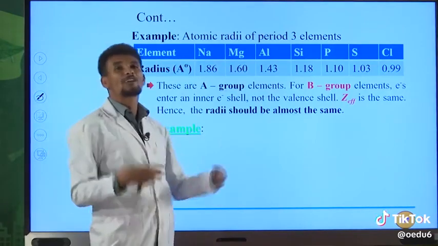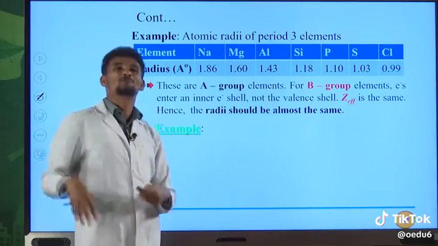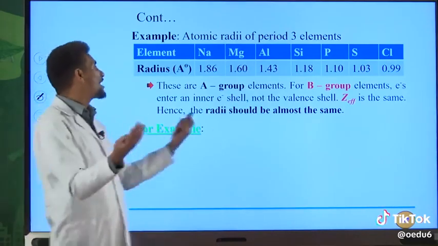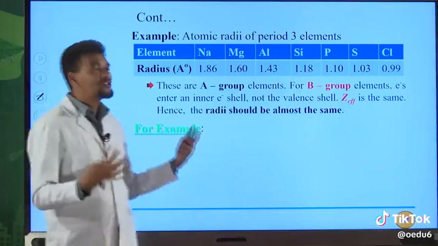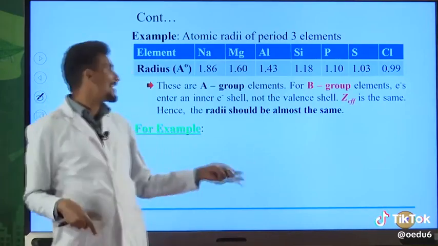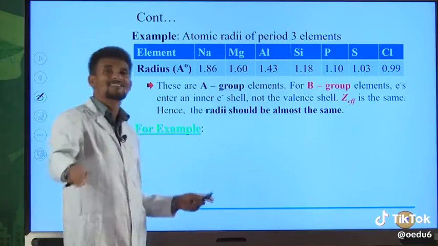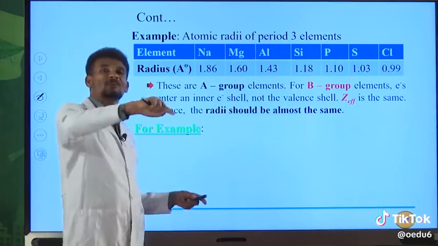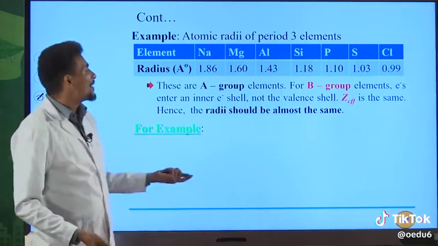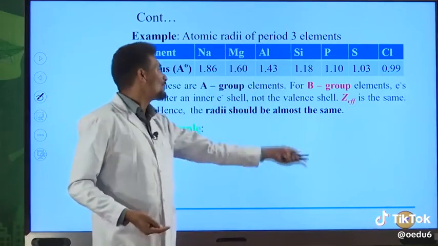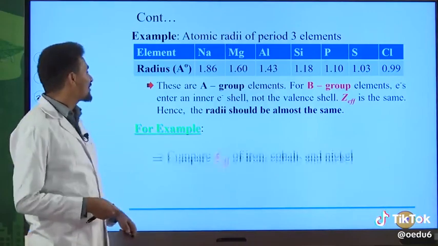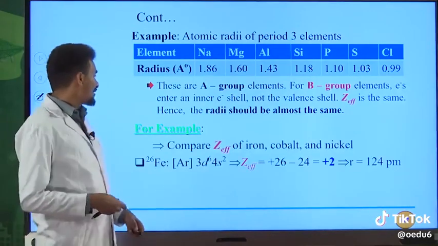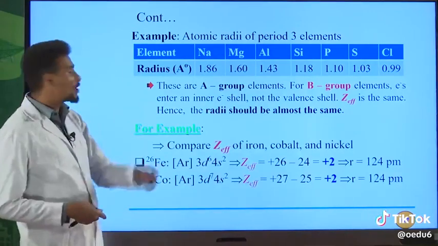So these elements are group A elements. What about B group elements? For B group elements, by the way, electrons enter an inner shell. Therefore, the valence shell will not increase. Only the inner shell increases. Electrons will add to the inner shell, not the valence shell. So the effect is the same. Because of this reason, the radius should be almost the same. Let us see an example for these B group elements.